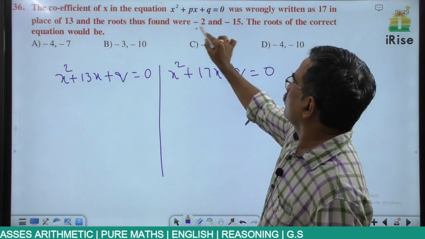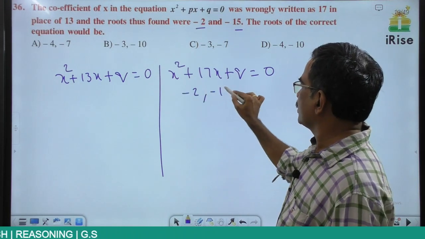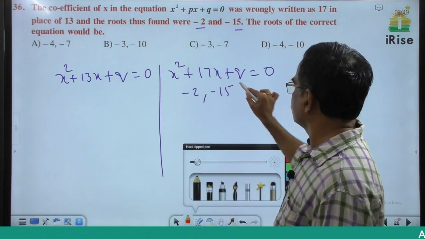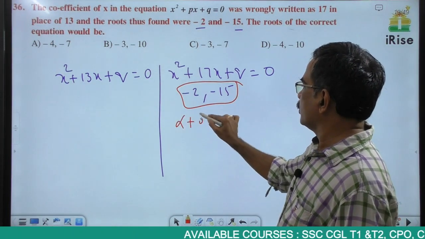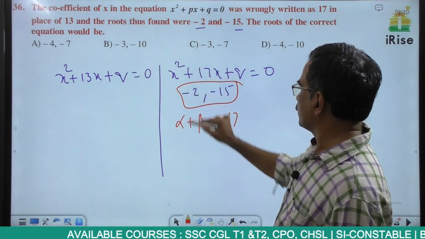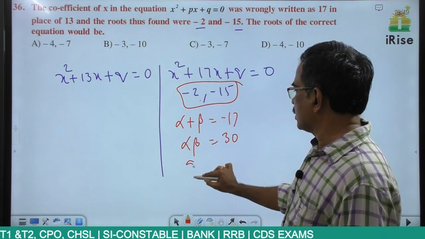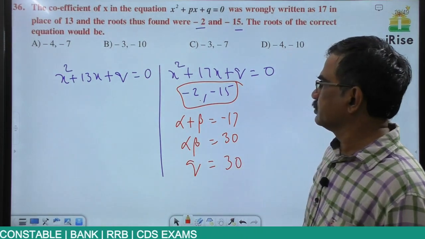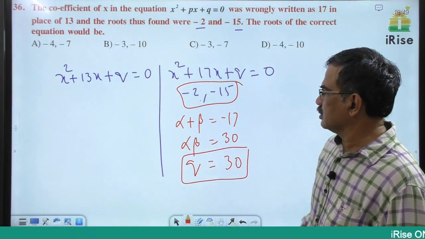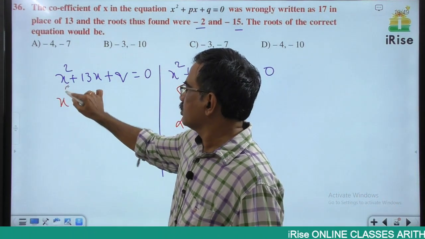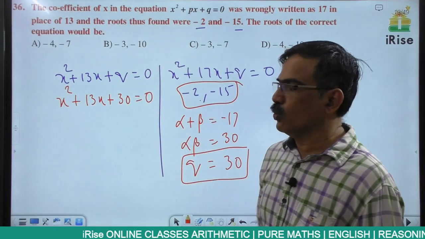If this is written, the roots are minus 2 comma minus 15. Minus 2 comma minus 15 are roots of this equation. Sum of the roots is equal to minus 17, satisfied, and product of the roots is equal to 30. So q must be equal to 30. So if q is equal to 30, substitute 30 here. x square plus 13x plus 30 is equal to 0. This is the original equation.